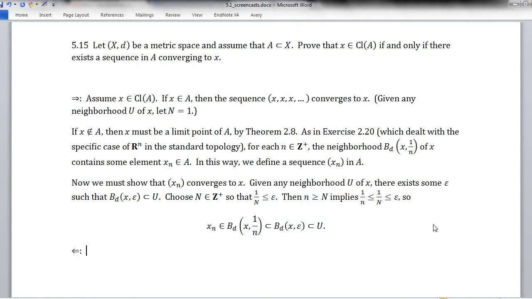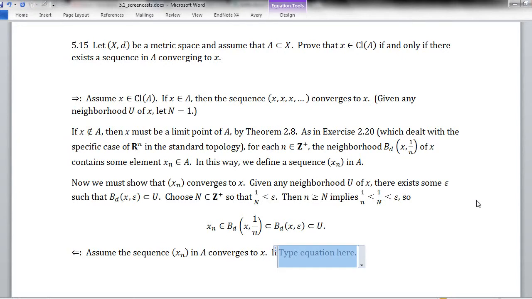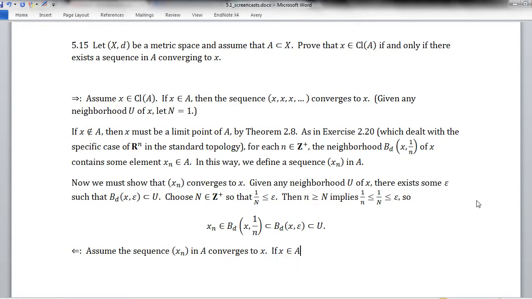So this time we're going to assume that we have a sequence converging to x. I give it a name. Assume the sequence x_n in set A converges to this point x. And we have to prove that x is in the closure of A. Well, let's dispense with the case when x is in A first. If it's in A, then A is a subset of its closure, so certainly x is in the closure of A, and we're done. So how about if x is not in A?